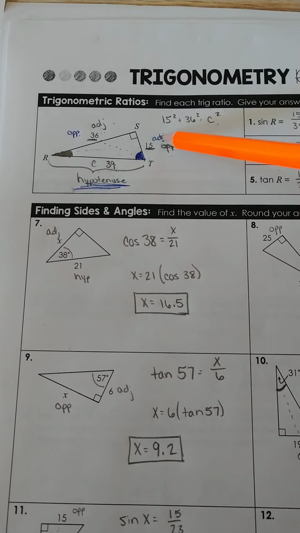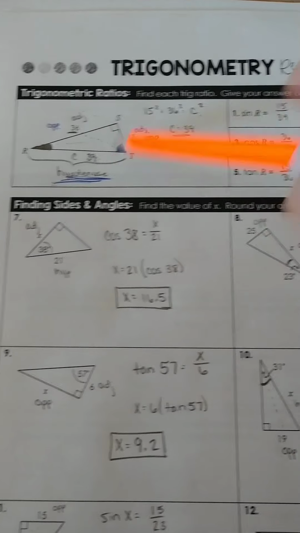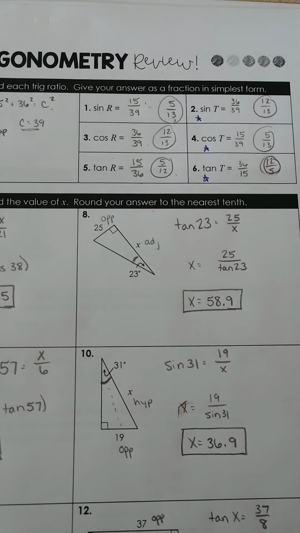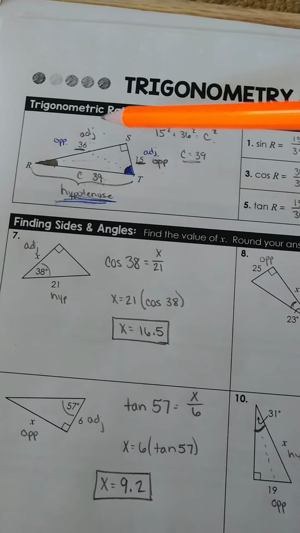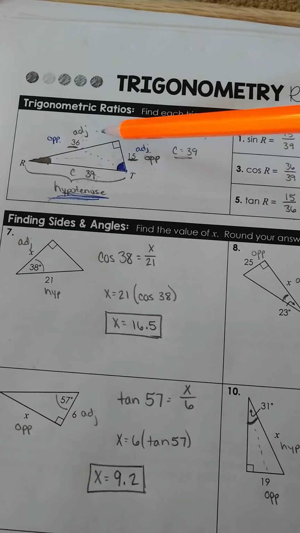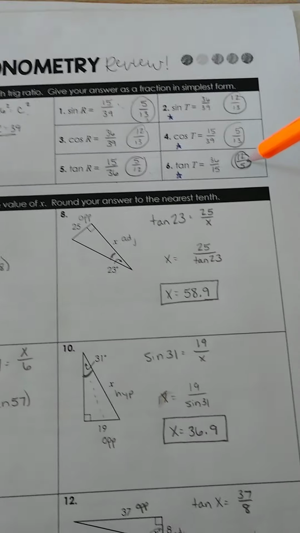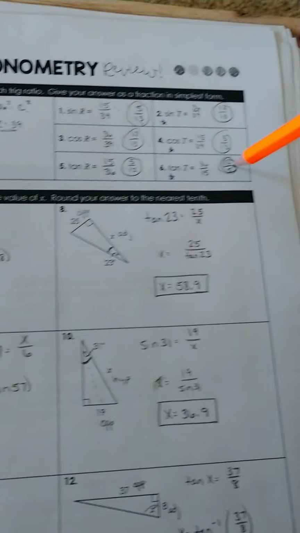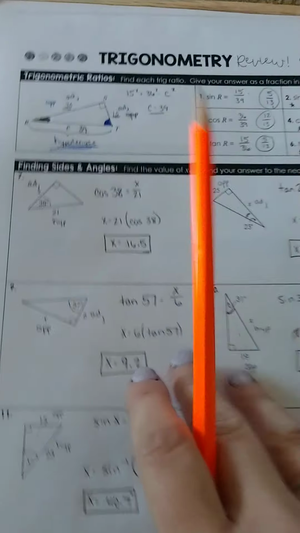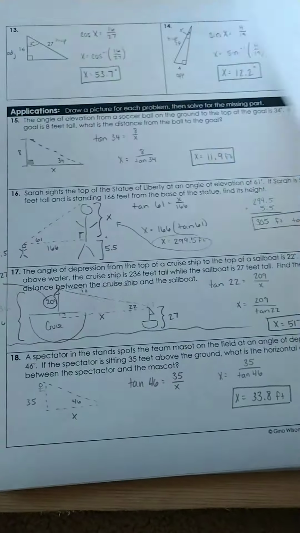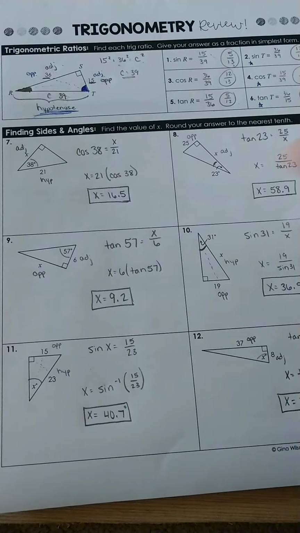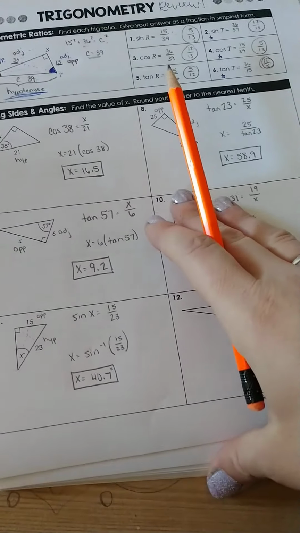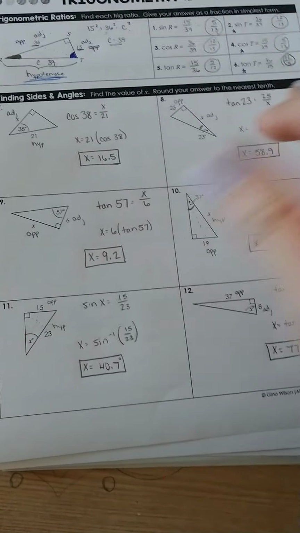Your cosine is adjacent over hypotenuse, so 15 over 39, which reduces to 5/13. There we go. And then your tangent is opposite over adjacent, so 36 over 15, which reduces to 12/5. So that is ratios only. 7 through 14 wants you to find sides and angles, so you're finding two different things. These ones, you actually have to run the equation.